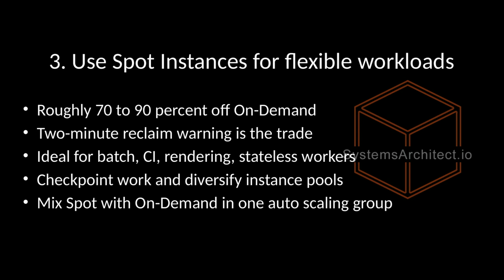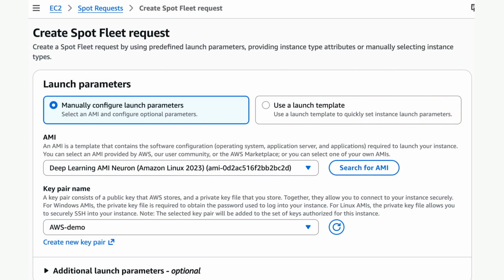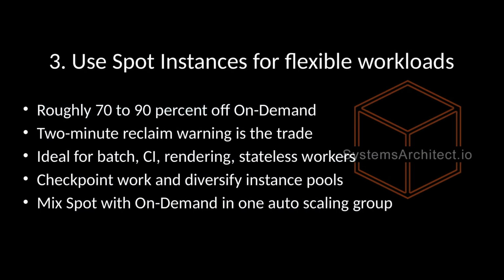3. Use spot instances for flexible workloads. Spot instances sell you spare EC2 capacity at a steep discount. Savings commonly run 70 to 90% off on demand. There is one condition. AWS can reclaim the instance with a 2-minute warning.